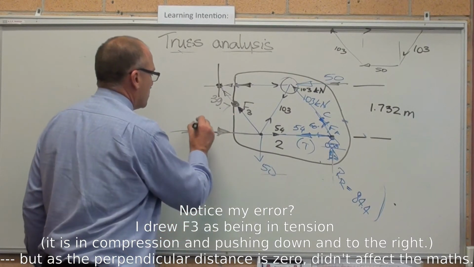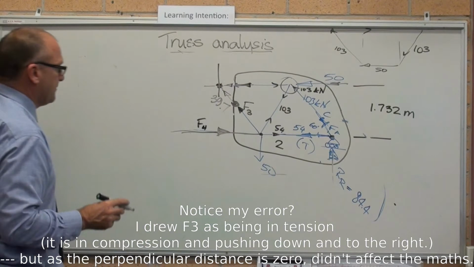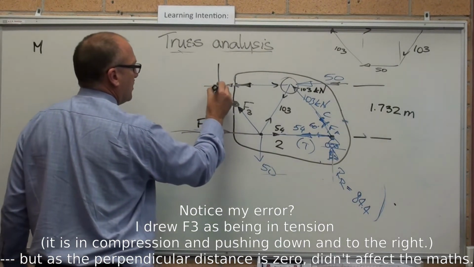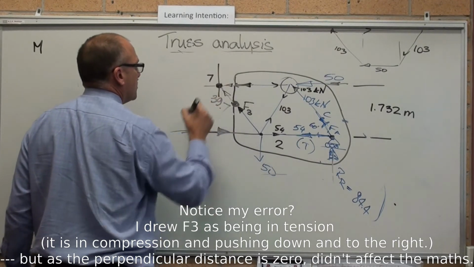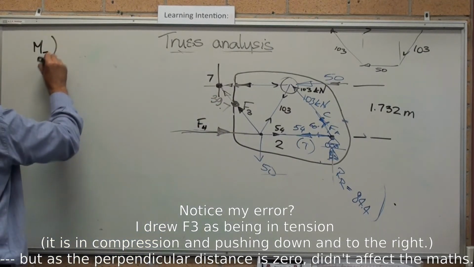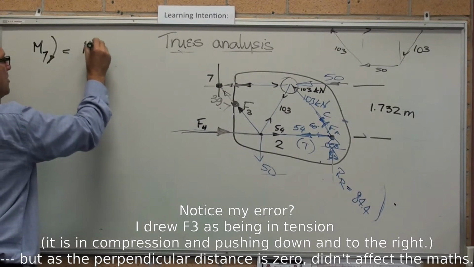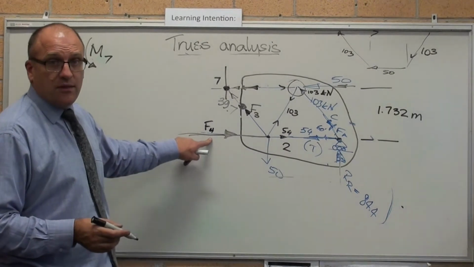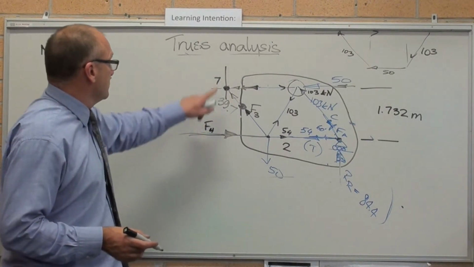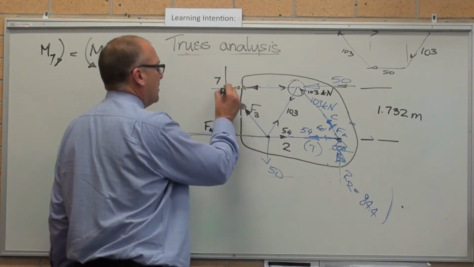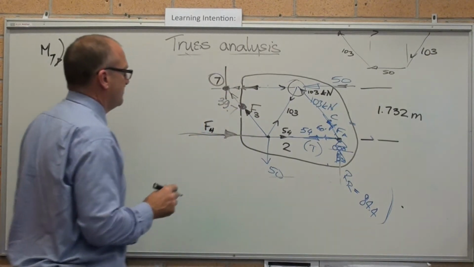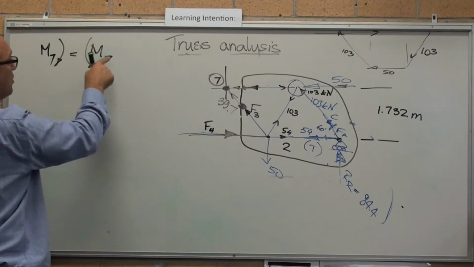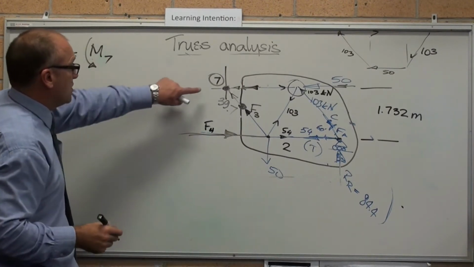So, force 4. Moments about, I'm going to call this point, I don't know what, point 7. Moments about point 7 going that way equal moments about point 7 going that way. I'm going to call that one down the bottom force 4. I'm going to take moments about this point, let's call it point 7. Moments about point 7 going clockwise equal the moments about point 7 going anti-clockwise.